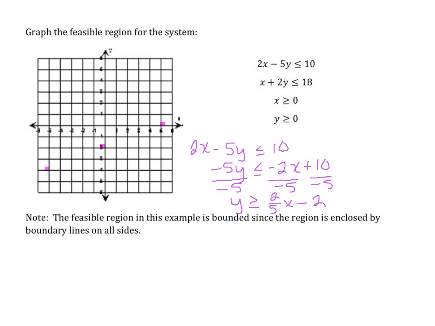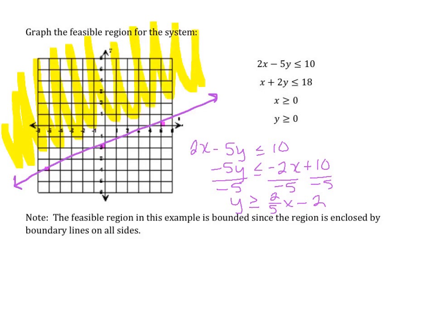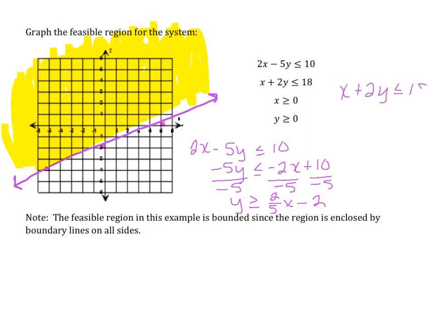And we have a solid line here. And we want to shade above this line, since it's greater than. Greater than you shade above, less than we shade below, if you haven't caught on to that yet. Okay. Now let's do x plus 2y is less than or equal to 18. So x plus 2y is less than or equal to 18.